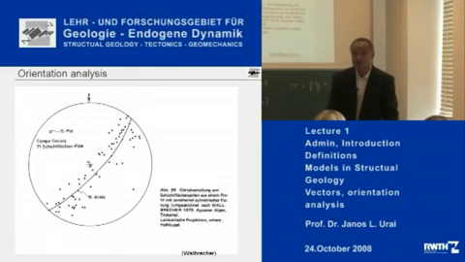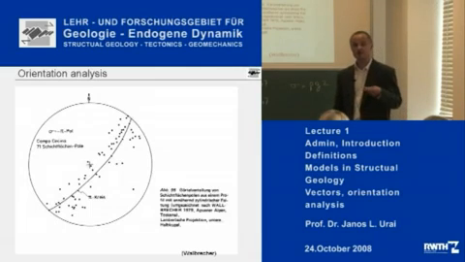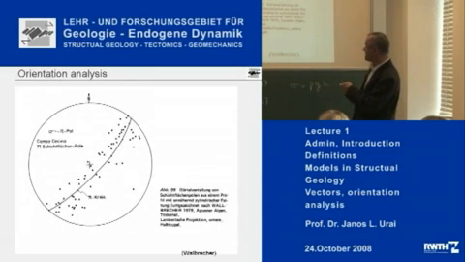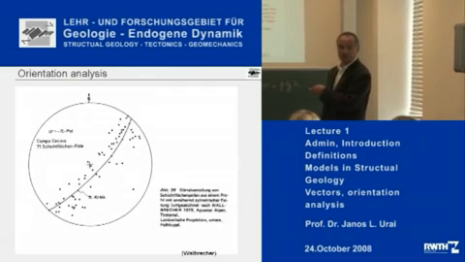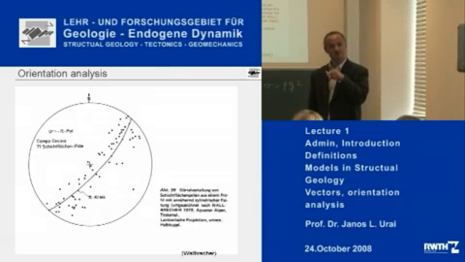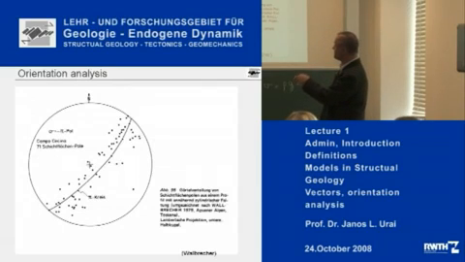So vectors are behind all these stereo nets. There are many stereo net programs on the internet. You can program them yourself. It's not very difficult. And most of you are now learning to use these stereo nets to work with orientations. A very simple example. All these points represent planes. Okay, each point is a plane. It represents a normal to the plane plotted in this stereo net.